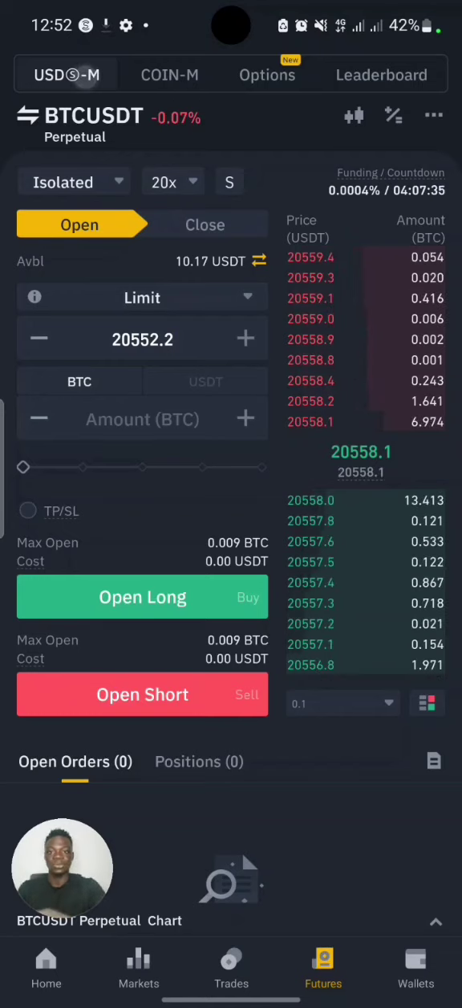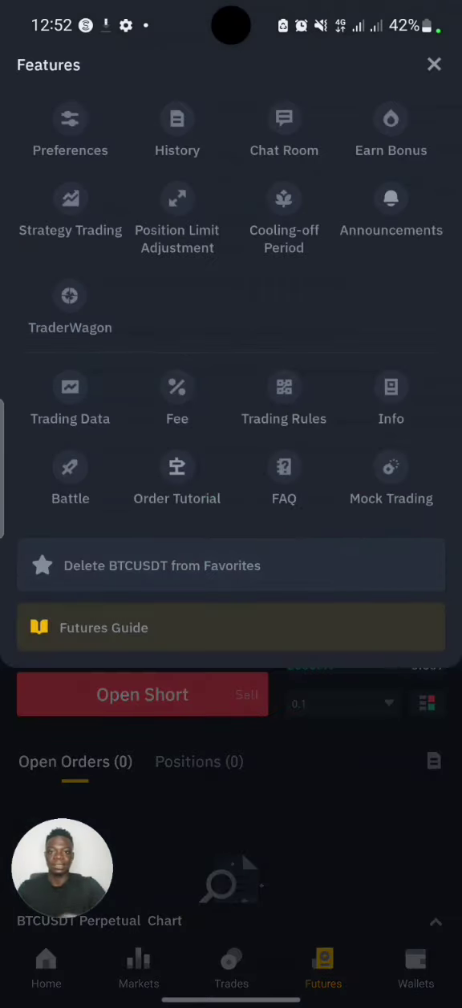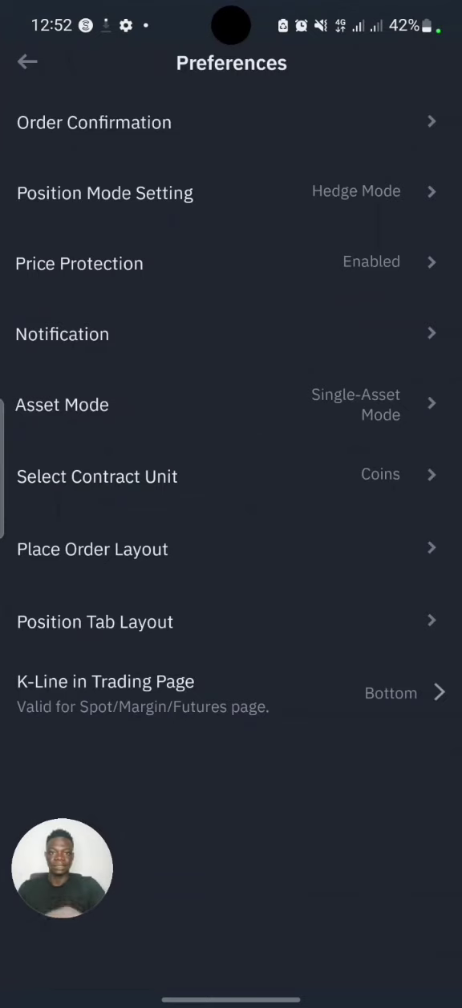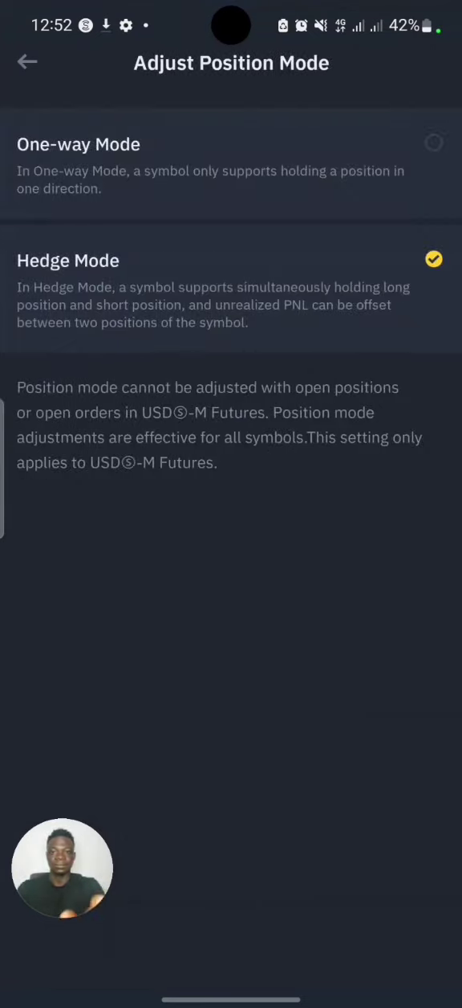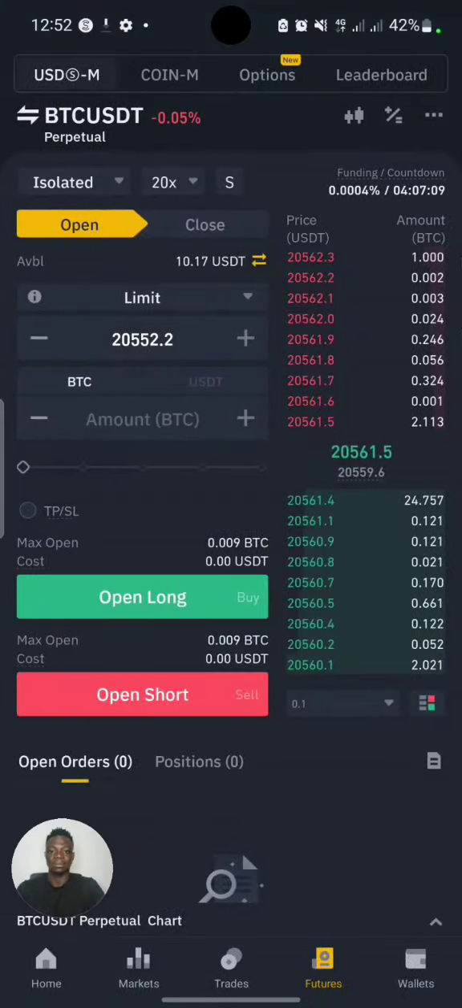So how do you do that? You come here, the three dots here, click on it, click preference, like see it here, hedge mode. If you click on it, you see one-way mode and hedge mode. I'm putting it on hedge mode. If yours is not on hedge mode, you can do well by putting it on hedge mode. So that's how to put yours on hedge mode.